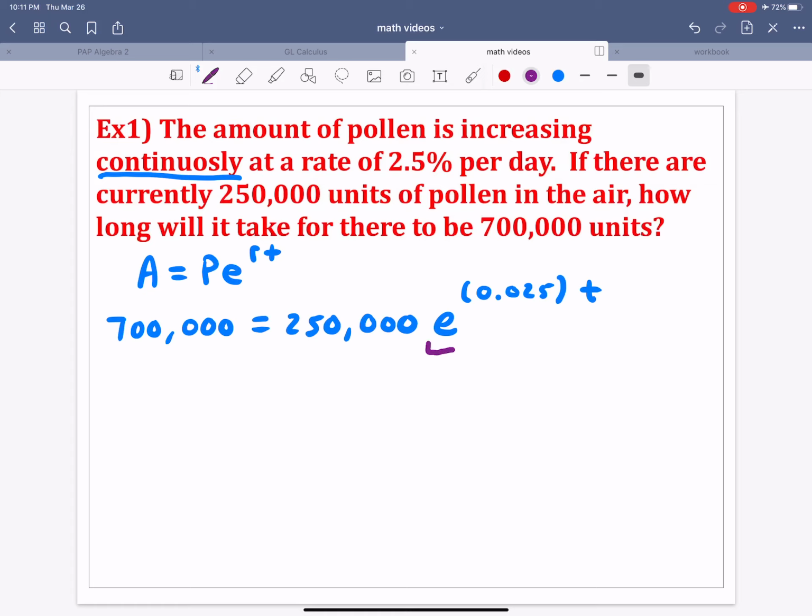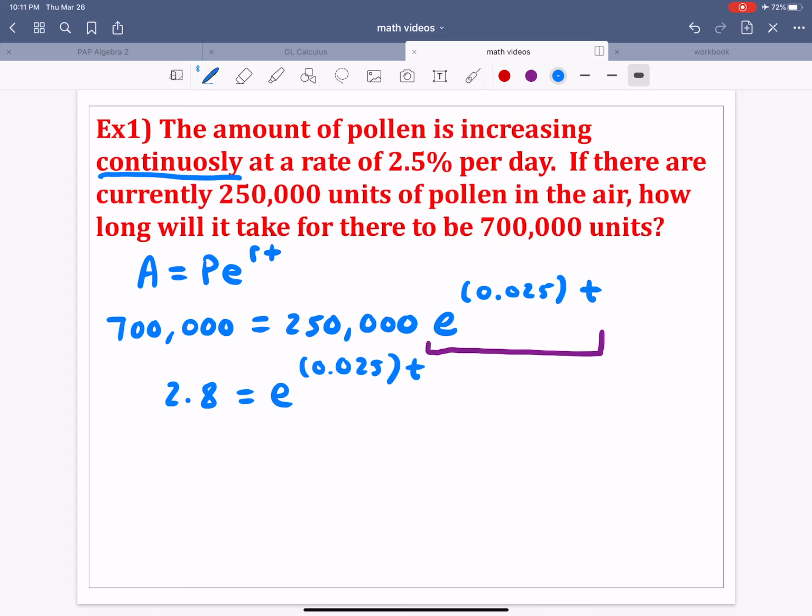Our first objective was to write the equation. The next thing we want to do is isolate this exponential term. So divide both sides by 250,000. When you divide 700,000 by 250,000, I'll let you type that in a calculator if you want, it gets us 2.8. So we have 2.8 equals e to the 0.025 times t power.